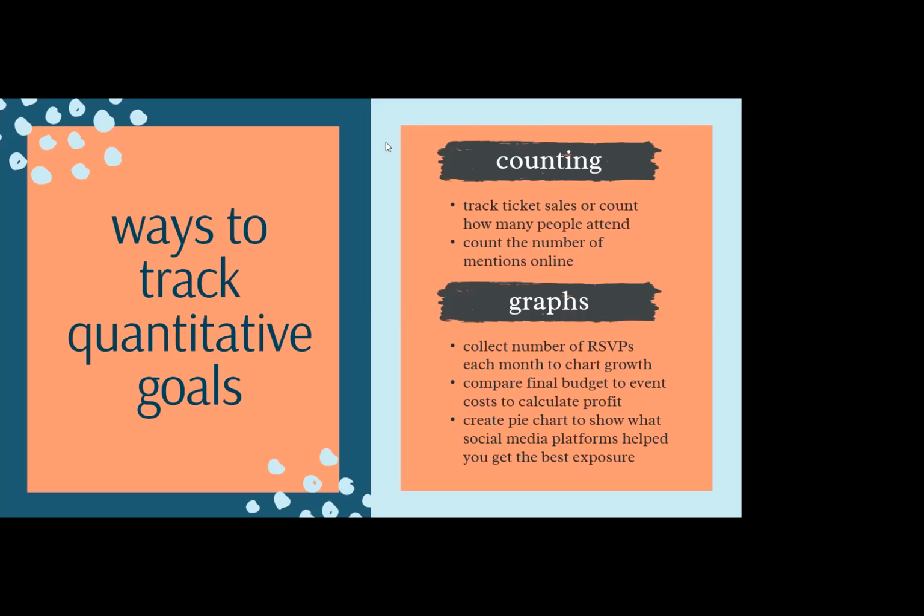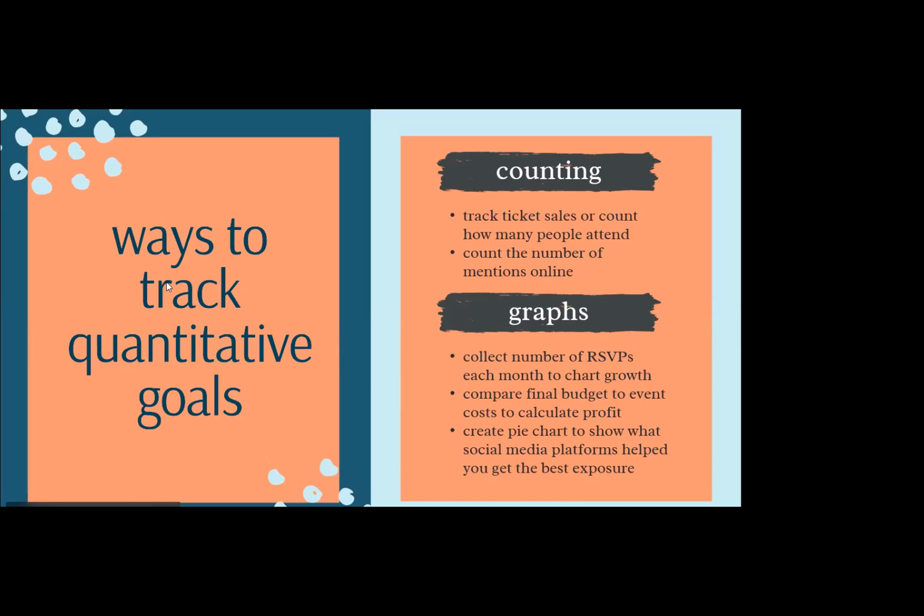Quantitative goals and how to track them. Number one, pretty straightforward, is counting. Tracking ticket sales and counting how many people attend, counting the number of mentions online. Counting is a huge one because ultimately numbers in quantitative goals are what speaks the loudest. And then I had graphs as another way to track data, because once you've counted, it's hard to also understand those numbers sometimes or track them.